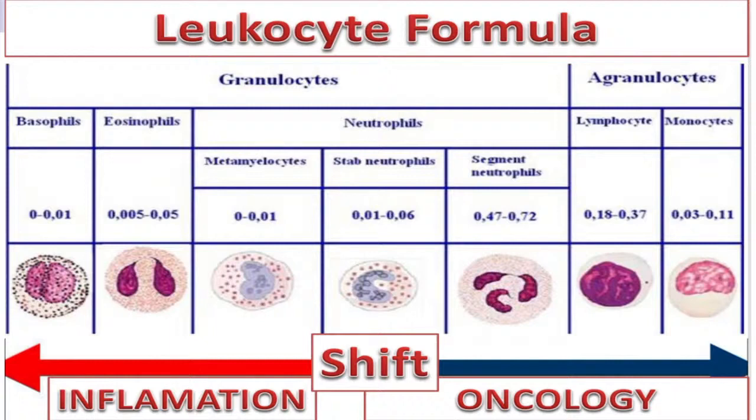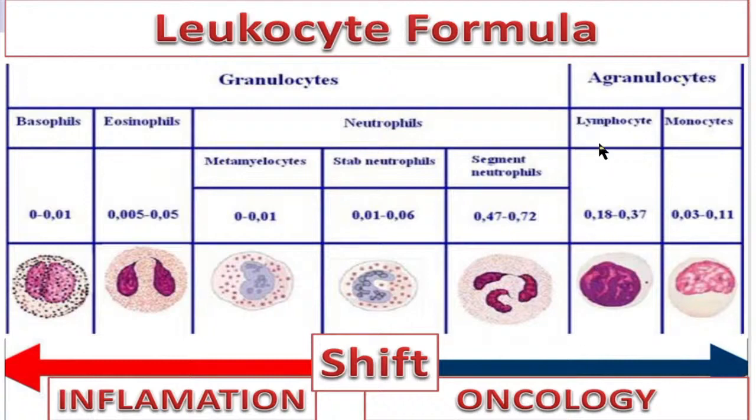So if we're talking about a shift of the blood smear leukocyte formula to the left, it's signaling inflammation, and it's identified by an increase of stab neutrophils or metamyelocytes or basophils and eosinophils, not segmented neutrophils.